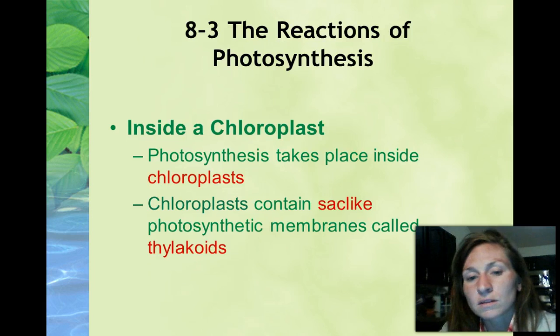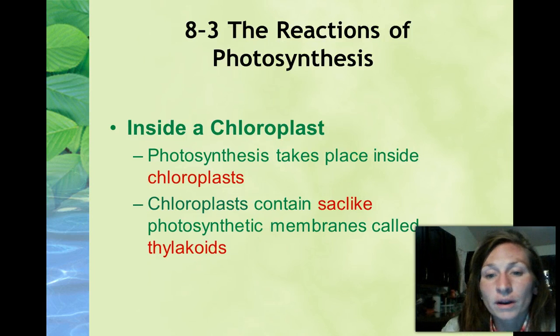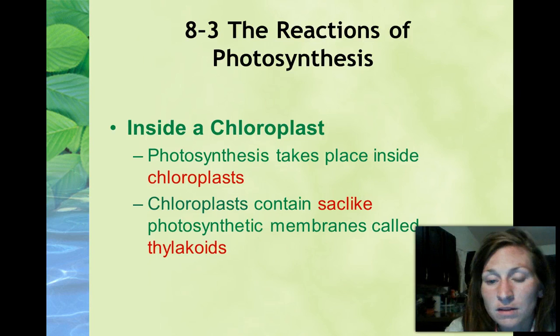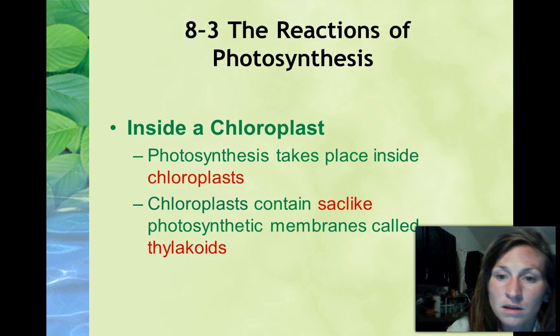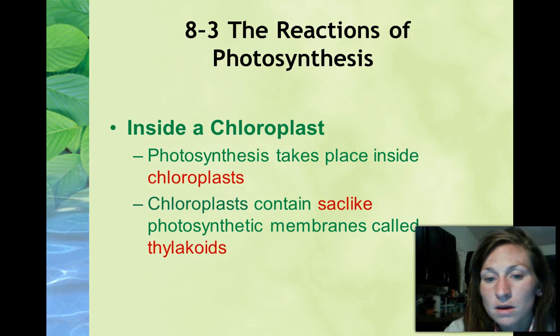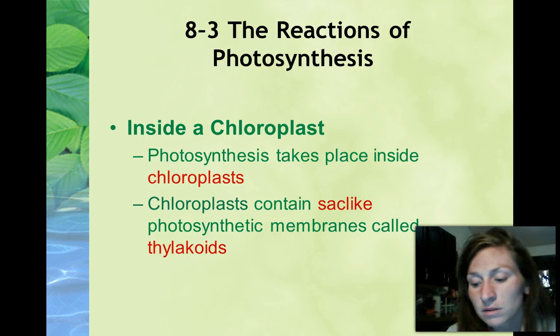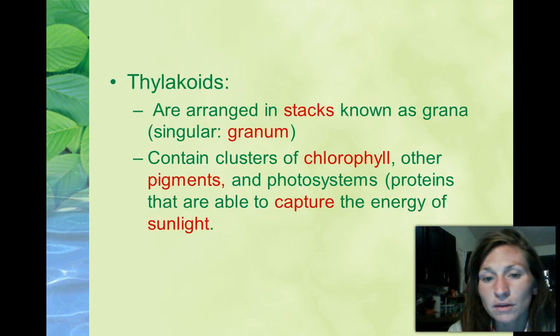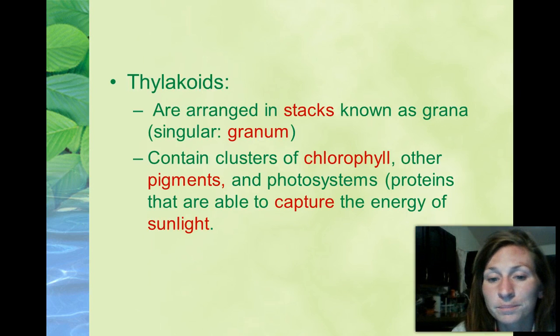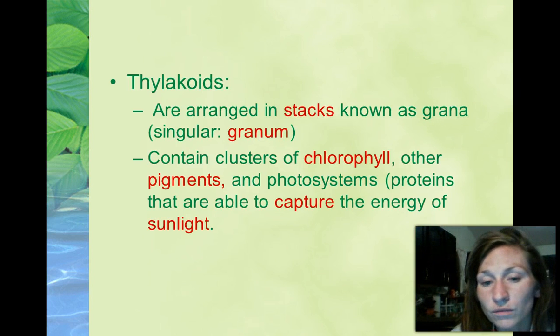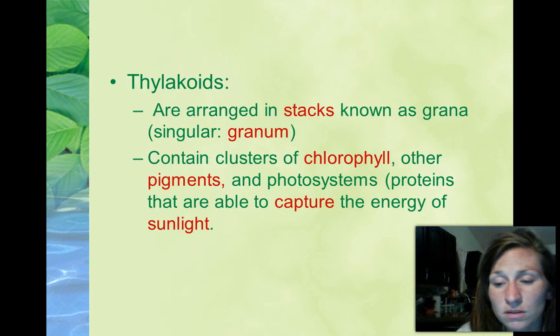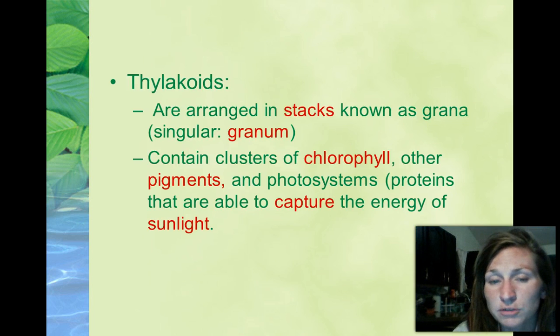Now, back to photosynthesis. We need to talk about where this is actually occurring, and that is inside a chloroplast, inside a plant cell, which has many chloroplasts that this reaction is occurring in. Within the chloroplast, there are sac-like photosynthetic membranes called thylakoids. These thylakoids are arranged in stacks known as grana. If we were talking about a singular stack, we would call it a granum. They contain clusters of chlorophyll, other pigments, and photosystems, which are just proteins that are able to capture the energy of sunlight.